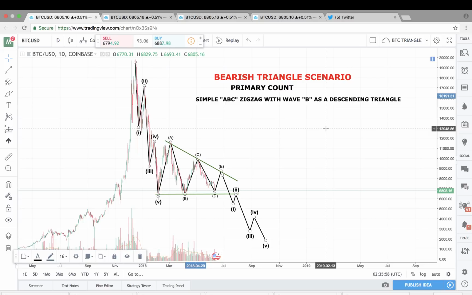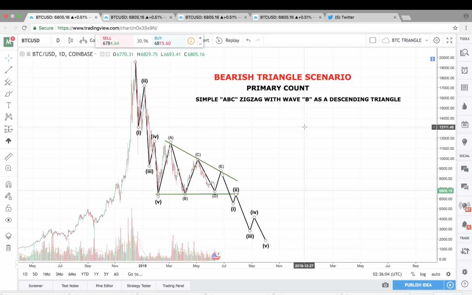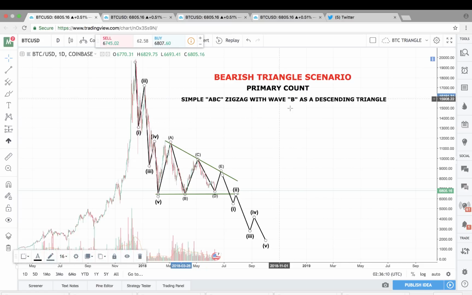So I'm going to start off with the bearish triangle scenario, which, as you know, is my primary count. It has been my primary count for a few weeks now. Prior to that, it was the flat count that was there earlier, but this has been my primary for a while, and it's still valid.